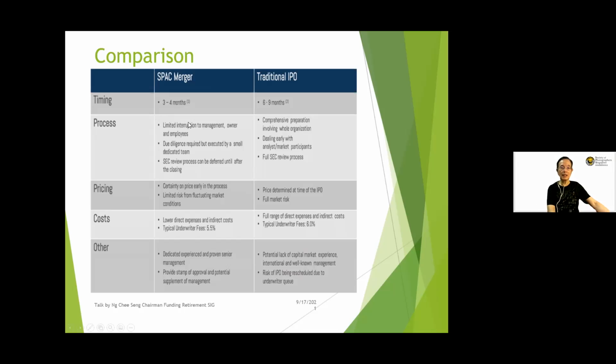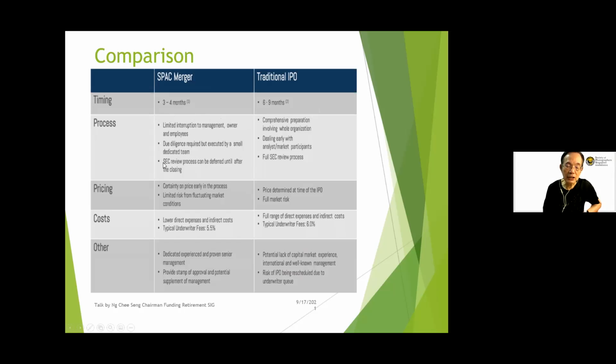So as for the SPAC merger, the timing of preparation is about 3 to 4 months. Here it is 6 to 9 months. So there is limited interruption to management, owner, and employees. When you prepare for a SPAC merger, the paperwork is less troublesome. No doubt there is due diligence required, but it is executed by a small dedicated team.